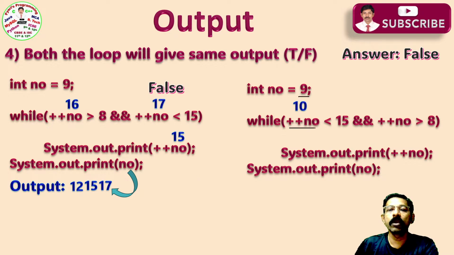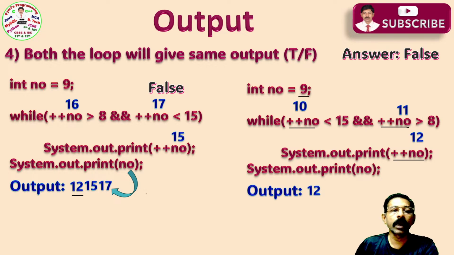Now this side will do NO initial value was 9. Pre-increment will make it NO plus plus, that is 10. 10 is less than 15, condition true. This side will make it pre-increment 11. 11 greater than 8, condition true. Both the condition is true, it will execute the body where plus plus n is given, which will make it 12. So it will display 12.